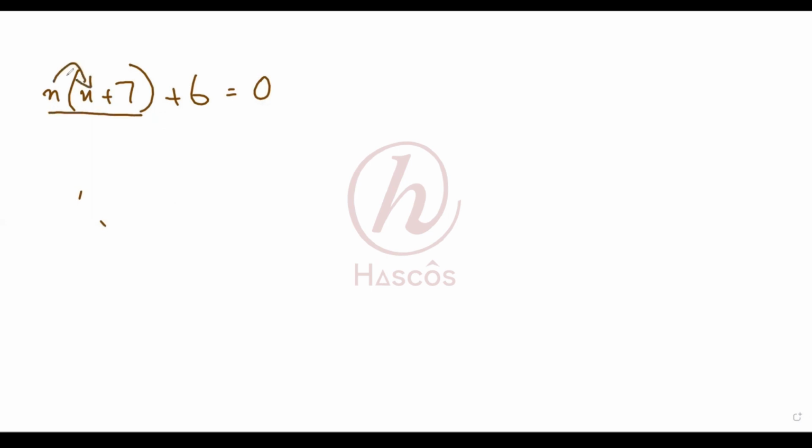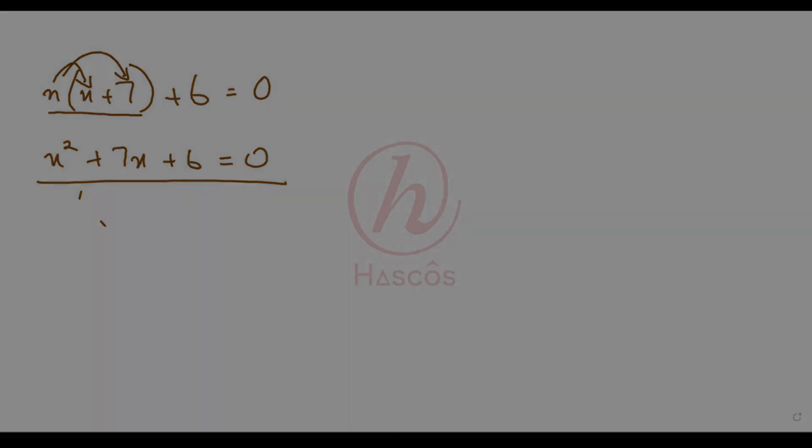x multiplies with this first, and then x multiplies with this. x times x is an x square. x times plus 7 is a plus 7x. And then plus 6 gets copied as it is. So a typical quadratic equation we've come up with. Now solve this equation further, pause the video, and then compare your working with ours.